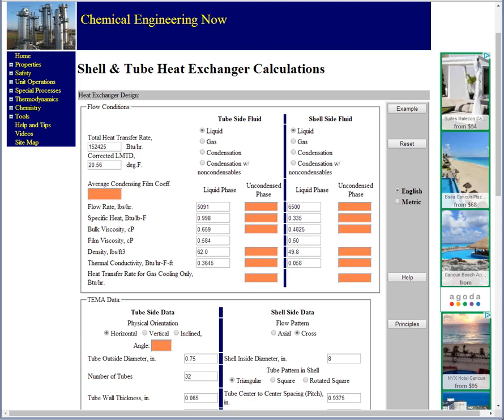This is the shell and tube heat exchanger calculator available at chemicalengineeringnow.com. This is a very broad-based form applicable to a number of different design types. That is, it applies to the calculations related to heat exchanger types such as double pipe, multi-tube, multi-pass, single phase or condensing phases with or without the presence of non-condensables, horizontal, vertical, or inclined tube arrangements, axial or cross-flow patterns in the shell, and bare or low-fin tubes.